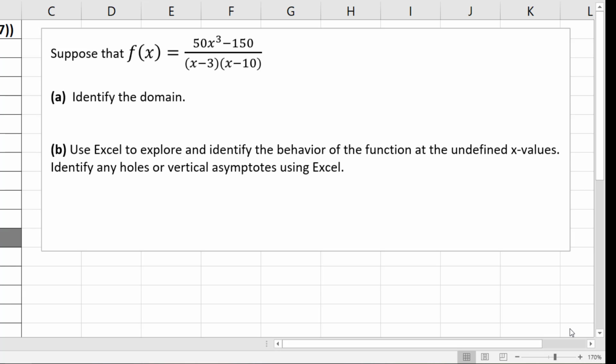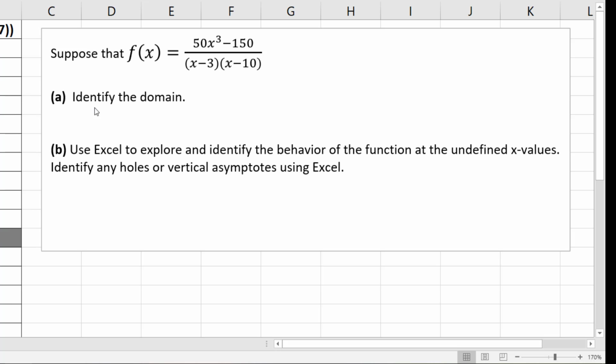In this video, we'll find the domain of a rational function, and then we'll use Excel to explore the behavior of the function at the undefined domain values. So we've been given this function, f of x, where we have a third-degree polynomial in the numerator and a second-degree factored polynomial in the denominator. Part A asks us to identify the domain of this function.